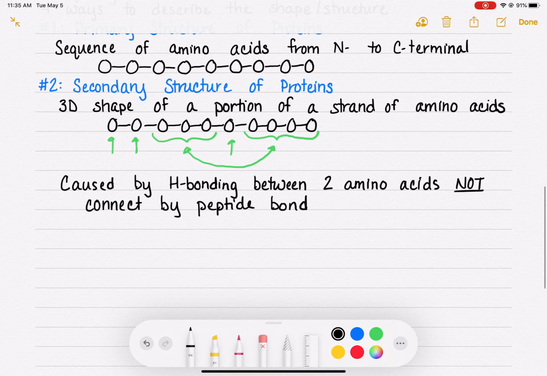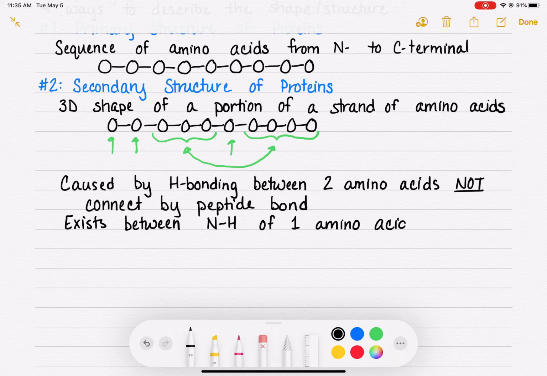The hydrogen bonding takes place, so it exists between the NH of one amino acid and the carbon-oxygen double bond of the second amino acid. And we're going to look at a couple of pictures of it, so you'll get a good chance to see it. But the two amino acids that are hydrogen bonding are not directly connected to each other, and they are bonding through one amino acid's NH and the other amino acid's CO.